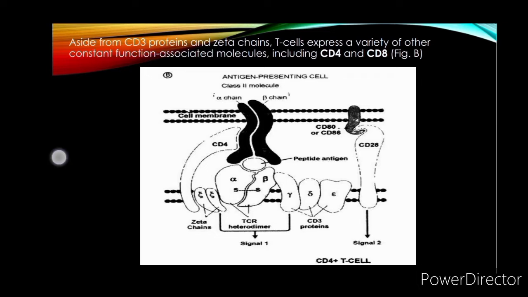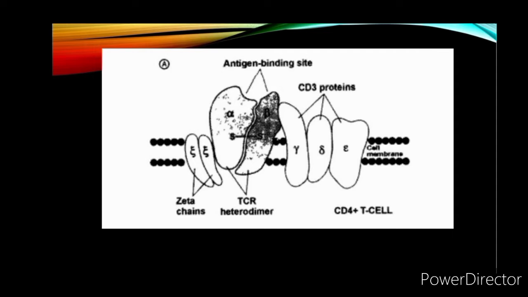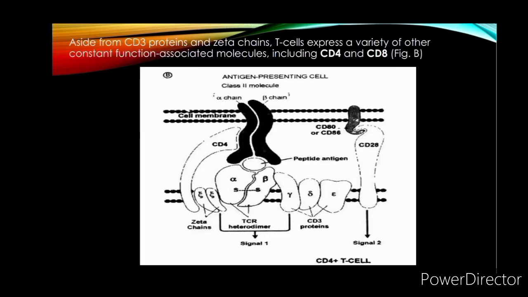In addition to these signaling proteins, the CD3 proteins and zeta chains, T cells express a variety of other constant function-associated molecules including CD4 and CD8, as shown in this figure, or figure B. With this, the TCR complex and its interaction with major histocompatibility complex, or the MHC molecules, on an antigen-presenting cell. The diagram represents the antigen recognition by CD4 plus T cells.